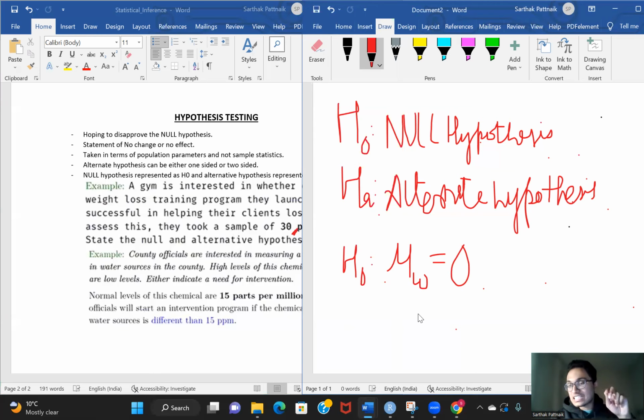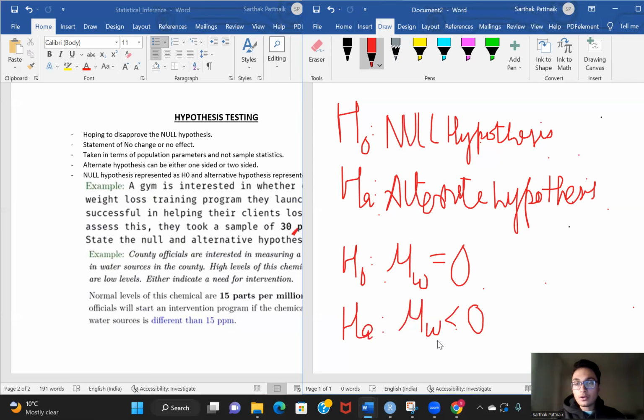If the change in weights is 0, it means that there is no difference in the weights, and there is no change that really happened with respect to this training program. Now, my alternate hypothesis that I'm concerned with is the efficacy of this training program. So ideally, we want the difference between the final mean weight and the initial mean weight to be negative, because we want a decrease in the weights. So the alternate in this case will be mean is less than 0.